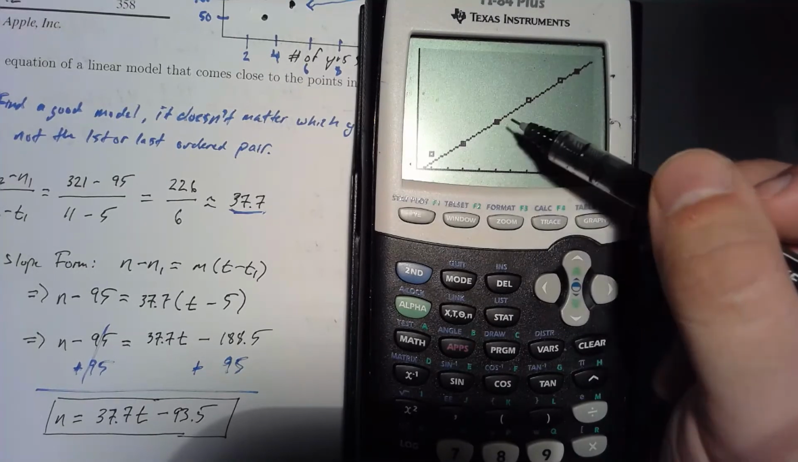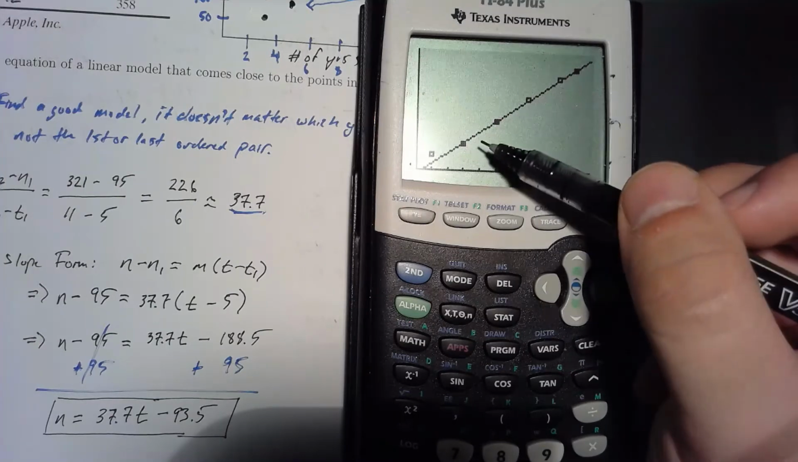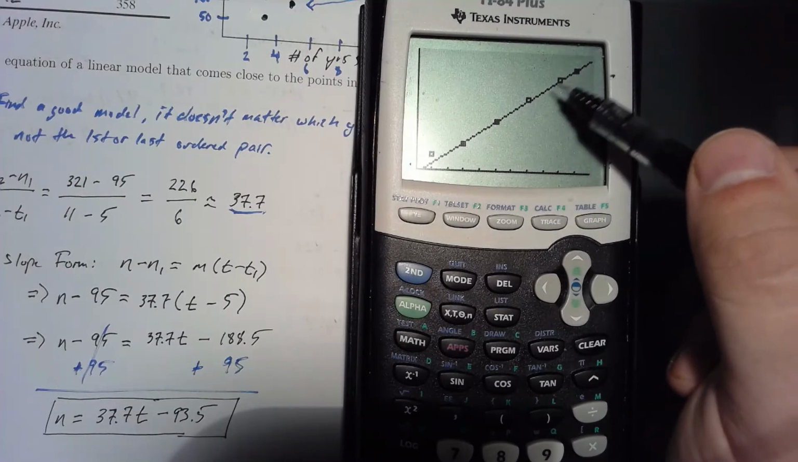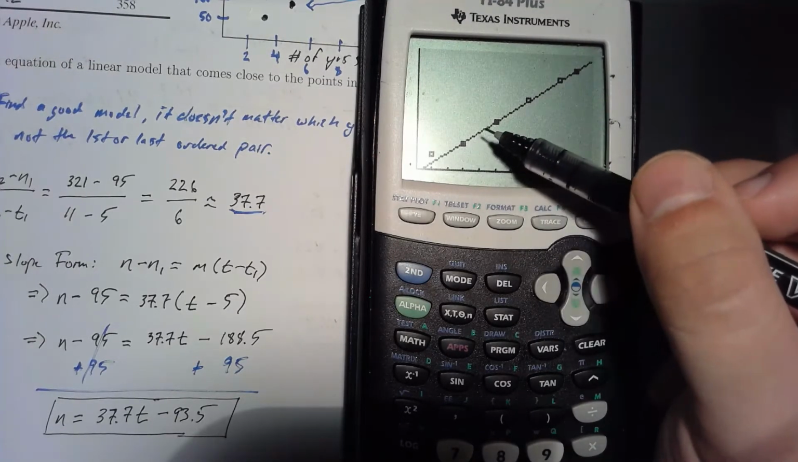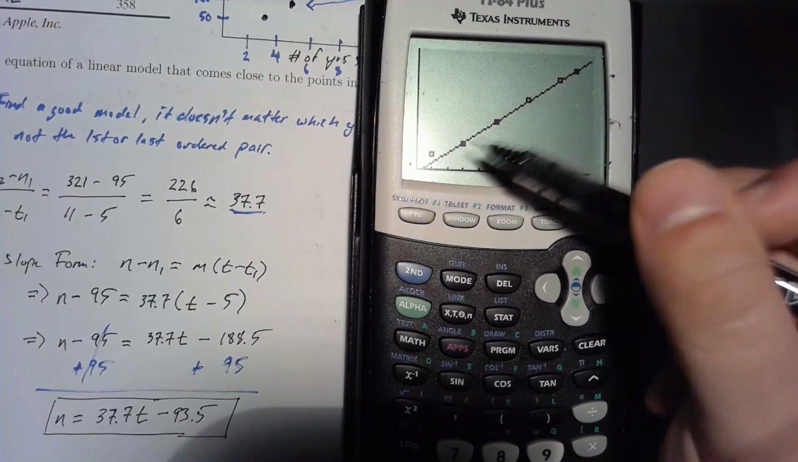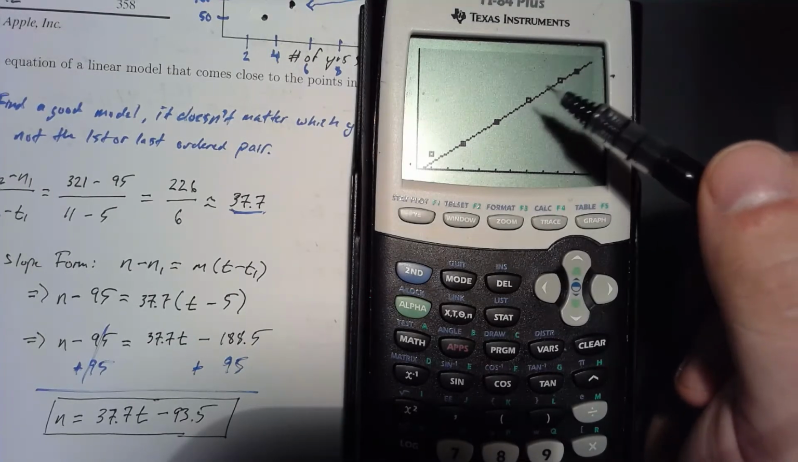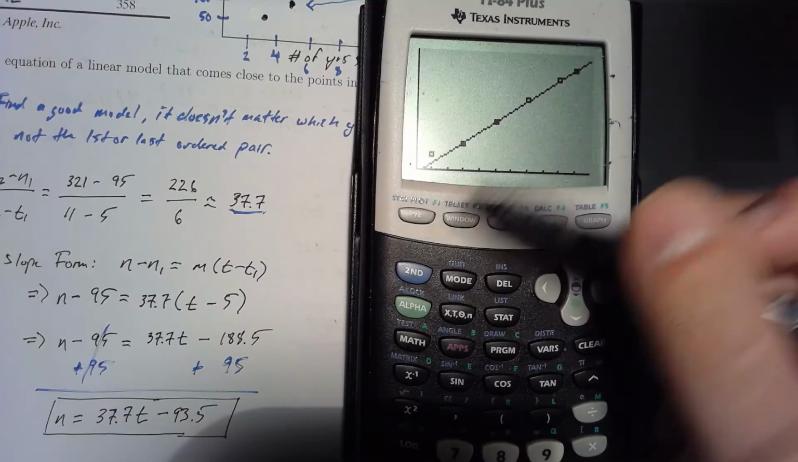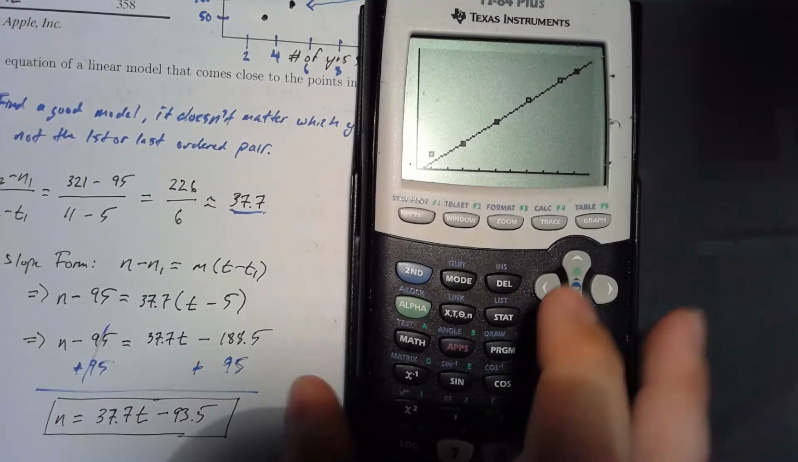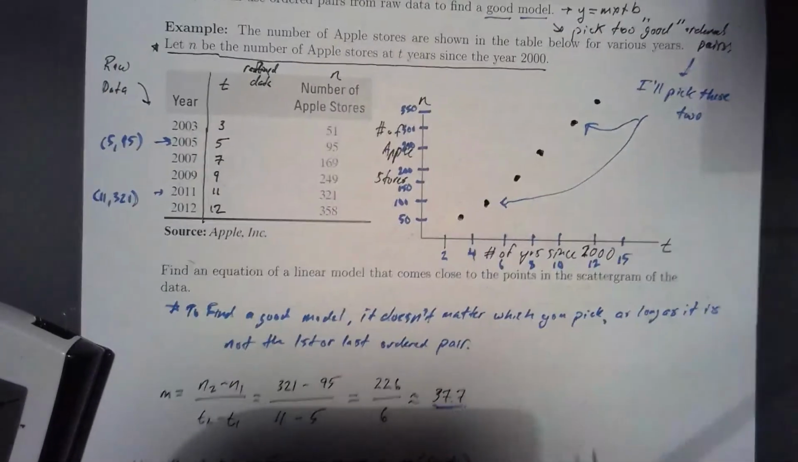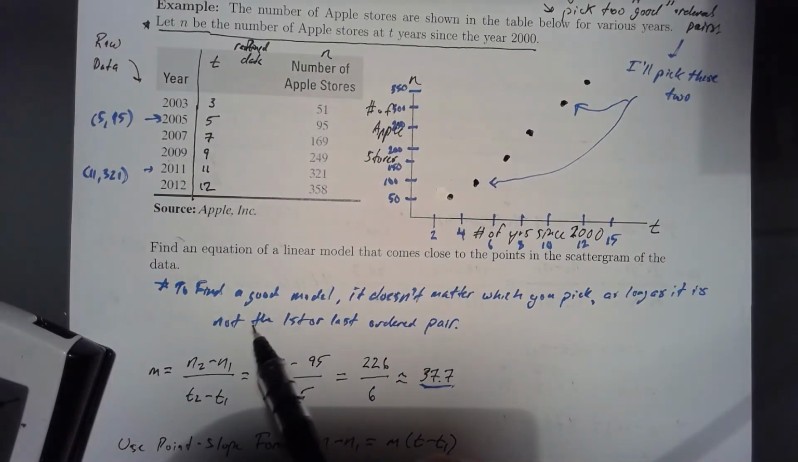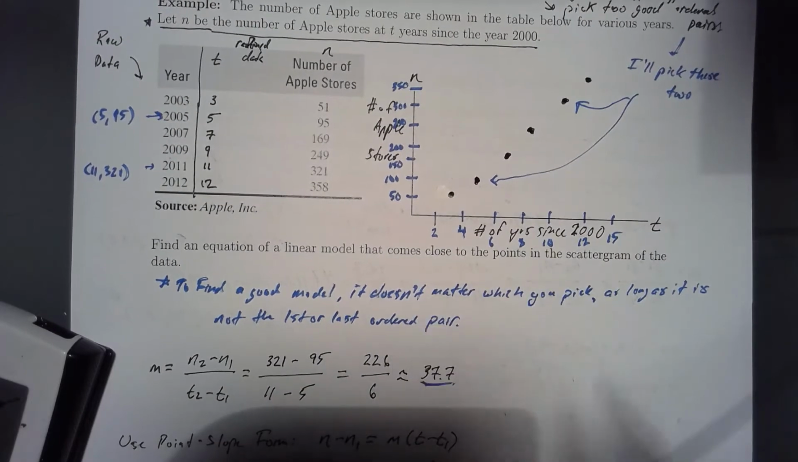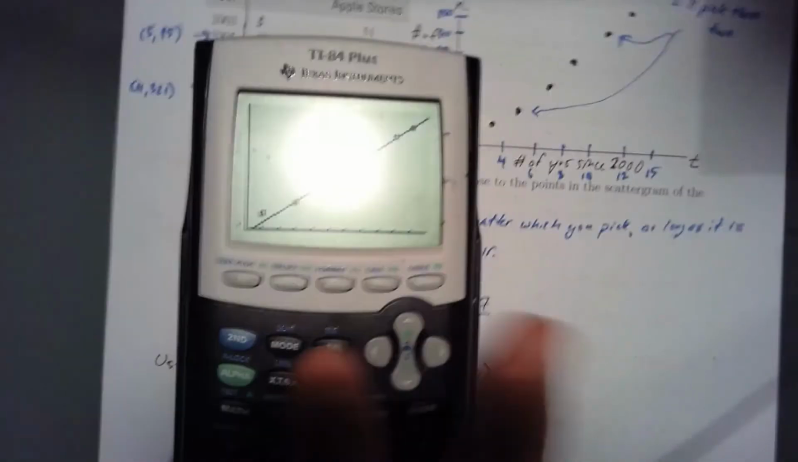Now if I used the third and the fifth ordered pair or the second and the fourth ordered pair, it'll probably still be good, but it may not come as close to the other ordered pairs as much as this one does. It's up for debate which one's the best model, but just by eyeballing it, this does a pretty good job. Just take this note: as long as it's not the first or last ordered pair, you should be fine when it comes to making a good linear model for your data.